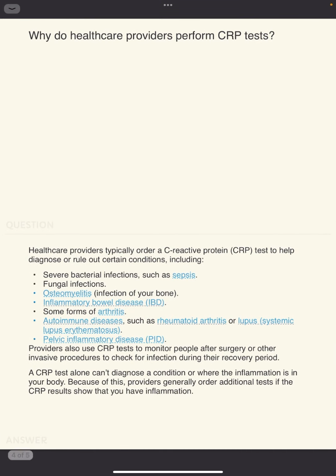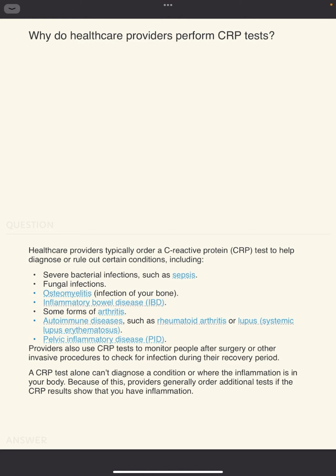And you can see why healthcare providers often perform the CRP test. Healthcare providers typically order the CRP test to help diagnose or rule out certain conditions, including severe bacterial infections such as sepsis, fungal infection, osteomyelitis, and inflammatory bowel disease. What is inflammatory bowel disease? You can know it as internal intestinal bleeding, etc. And some arthritis and autoimmune diseases such as rheumatoid arthritis, systemic lupus erythematosus, and pelvic inflammatory disease.